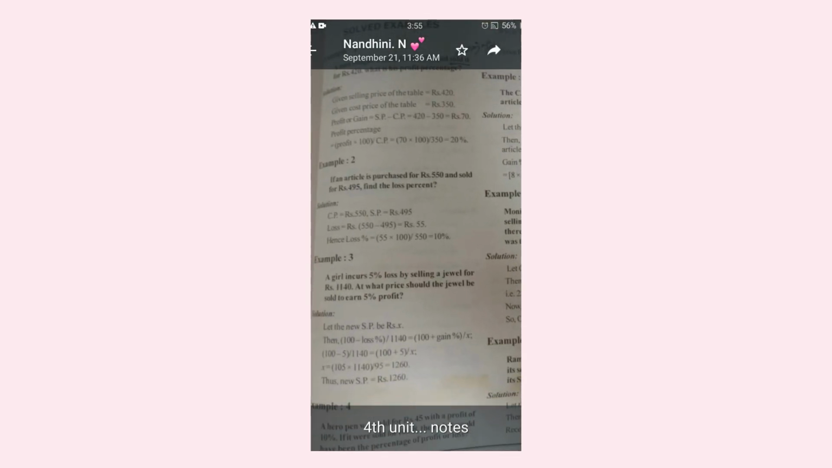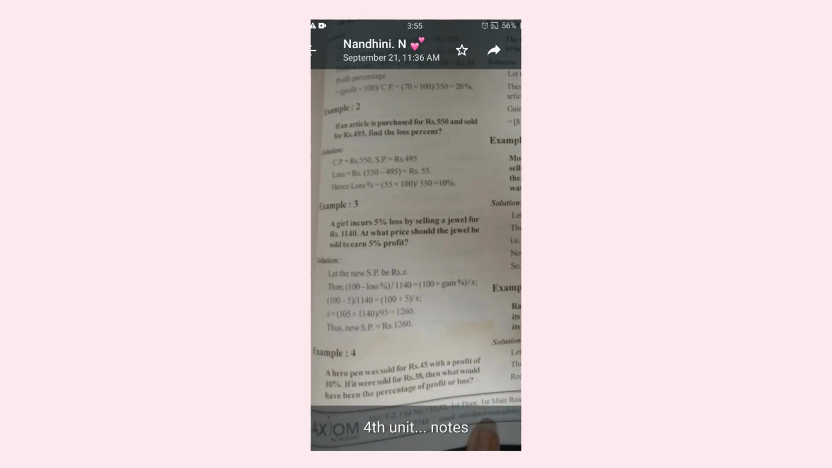Rs. 495. The loss formula is cost price minus selling price. Cost price value is 550 minus selling price 495. Finally, the loss amount is 55. The loss percentage formula is loss into 100 divide cost price. Loss amount value is 55 into 100 divide cost price value is 550. Finally, 10% is the loss percent.